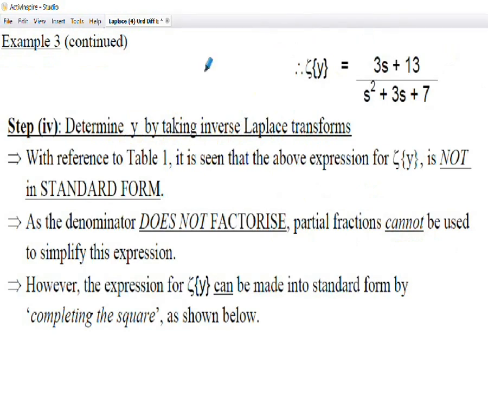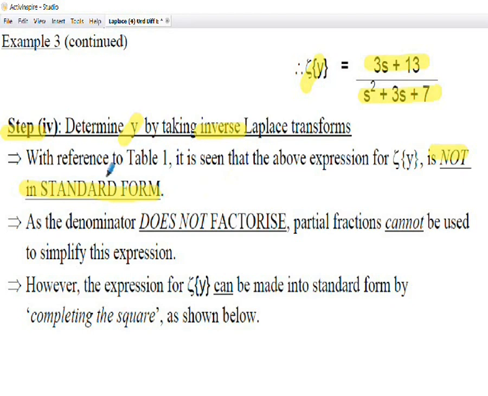Okay, continuing on, step 4 now. What we're going to do now is try and determine y by taking inverse Laplace transforms. And I've repeated the fraction above here for convenience. On the previous slide we have Laplace of y equals the 3s plus 13 over the s squared plus 3s plus 7. Now what you'll notice if you look at the inverse Laplace transform table is that this is not a standard form. So we've got to rethink this part of the question.